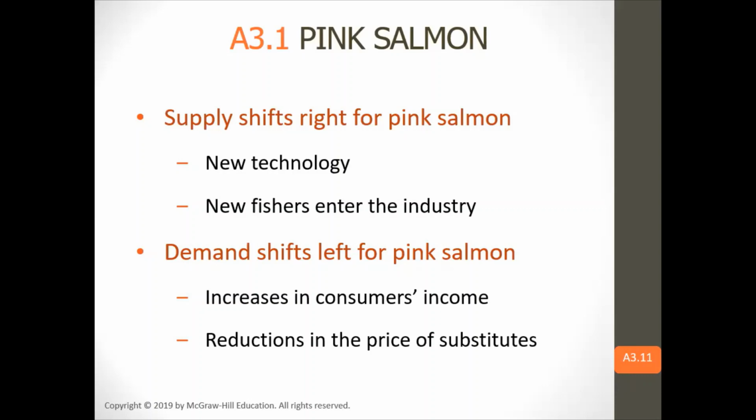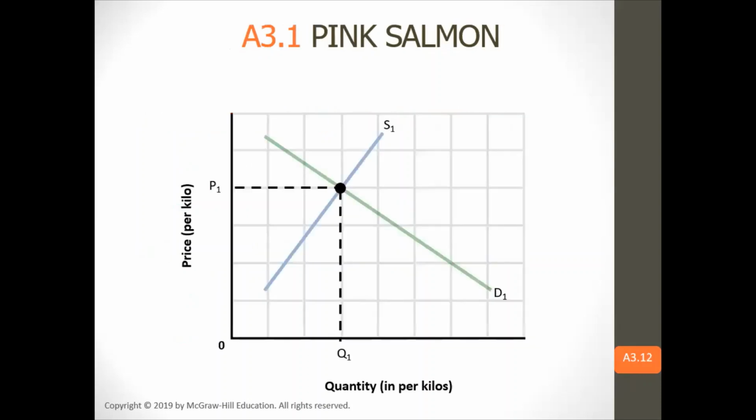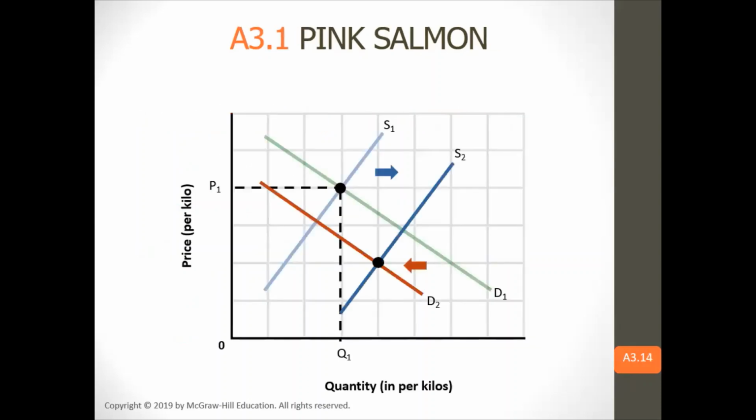And then supply shifts right for pink salmon if there's new technology and new fishes entering the industry. Demand shifts left for pink salmon when there's increases in consumers' income and reduction in the price of subsistence. So this, yeah.